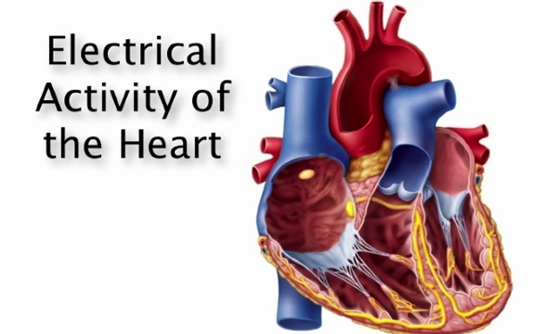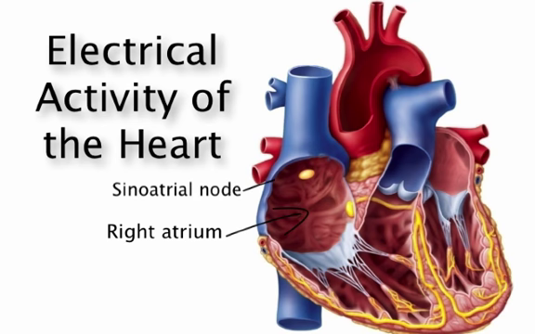The normal heartbeat is triggered by a structure in the right atrium called the sinoatrial node, also known as the SA node. This is why the normal heartbeat rhythm is called the sinus rhythm, and the SA node is called the heart's pacemaker.